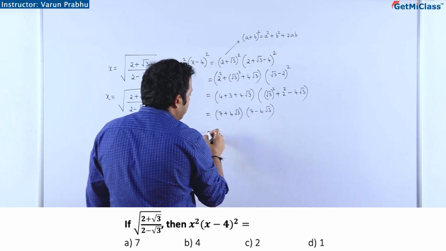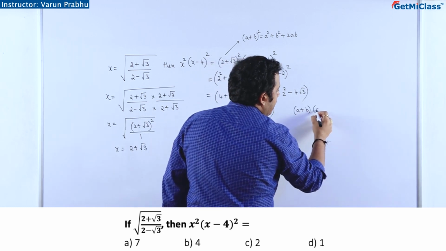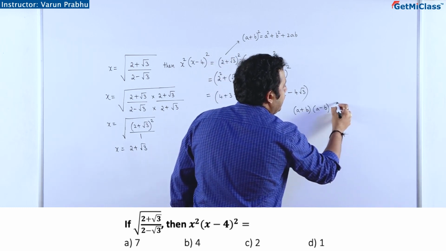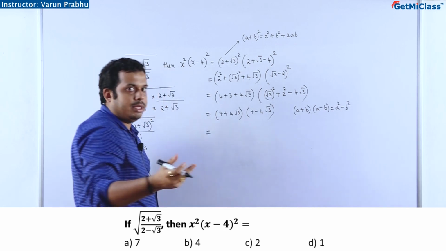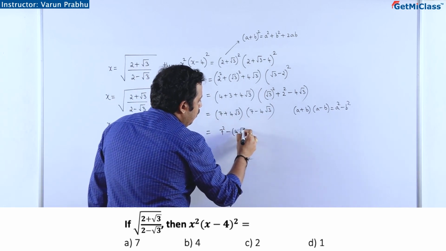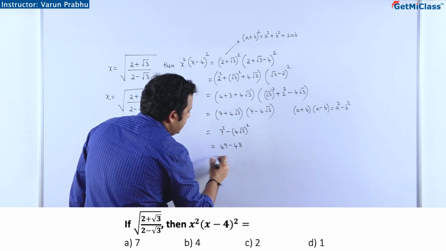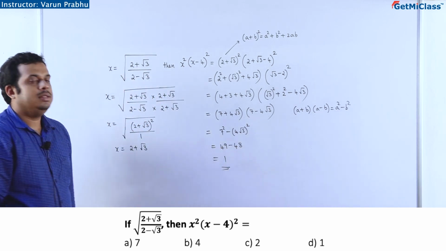So what is this formula? (a plus b) into (a minus b). (a plus b) into (a minus b) form. (a plus b) into (a minus b) will be a square minus b square, right? a square minus b square. So your answer to the question will be 7 square minus (4 root 3) the whole square. So 49 minus 48. So your answer easily will be equal to 1. This is the answer.